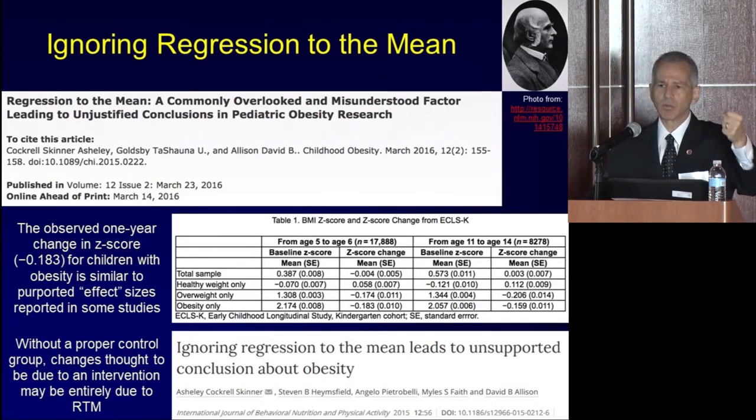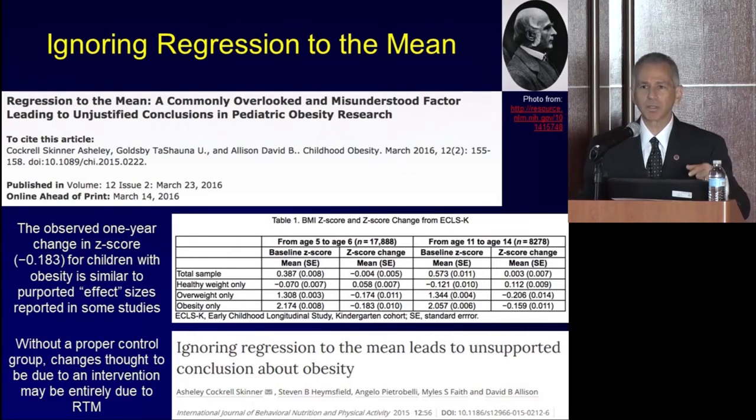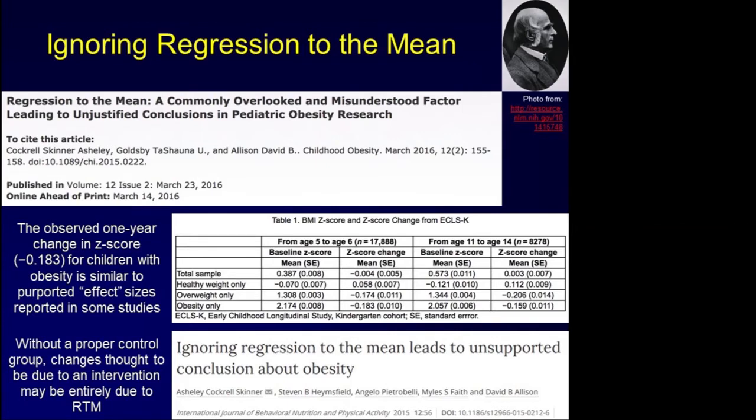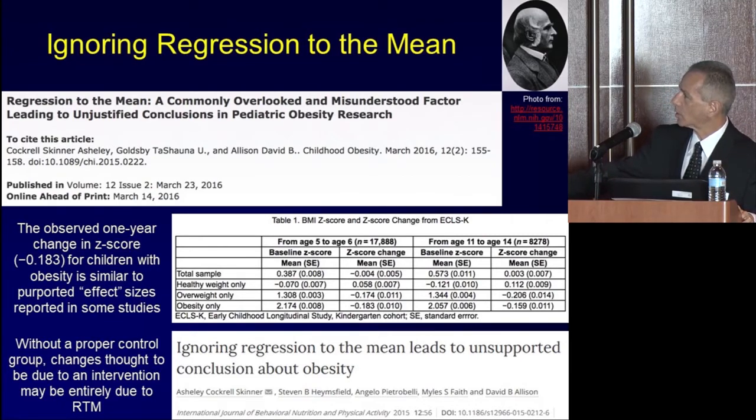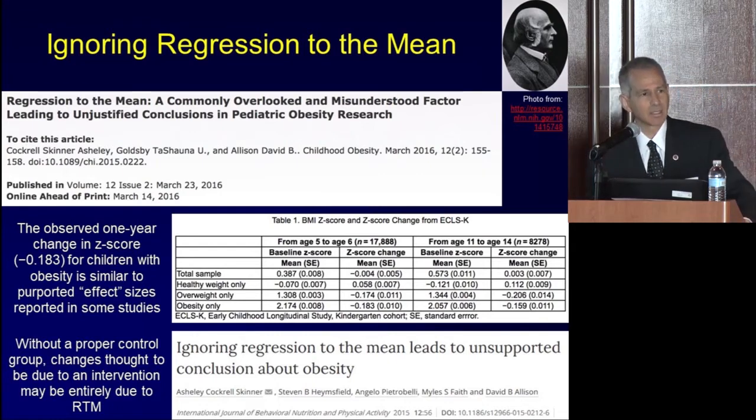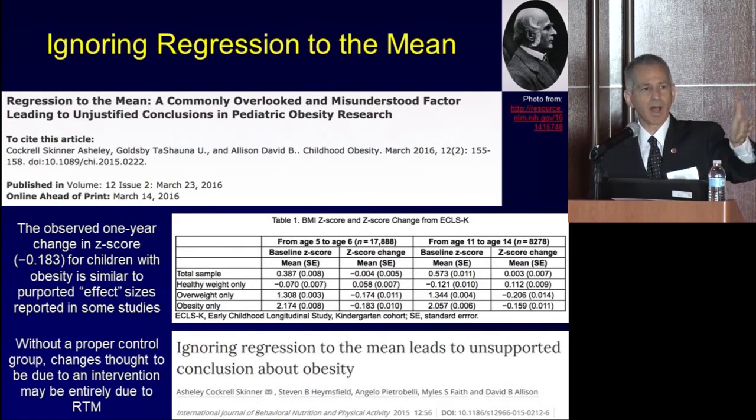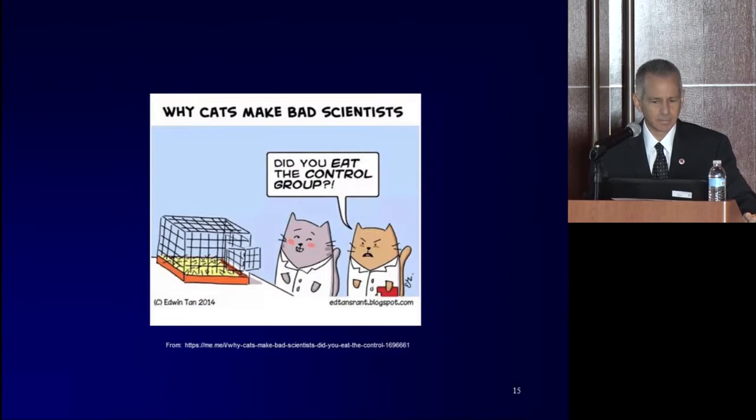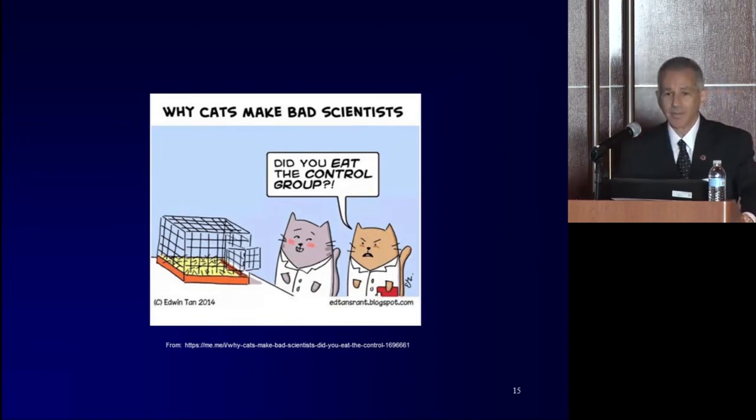So when you take your group of obese or overweight kids at baseline and you do some intervention and you don't have a control group, and then you come in later and say, you see, their BMI Z-scores went down, of course they went down. Galton could have told you this 100 years ago. Regression to the mean. And yet that's exactly what's done in many trials. We show that in many trials where they draw conclusions showing efficacy, we get exactly the same measures of efficacy by randomly picking kids who are fatter than average from databases and just following them over 6 to 12 months without any intervention. And that's why cats make bad scientists, because they eat the control groups. If you don't have a control group, you can't have proper inference.